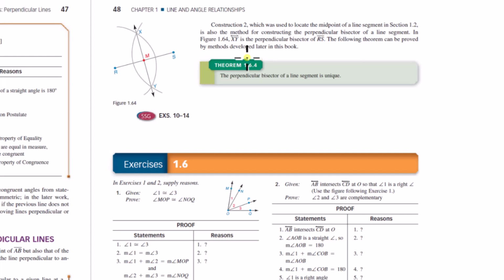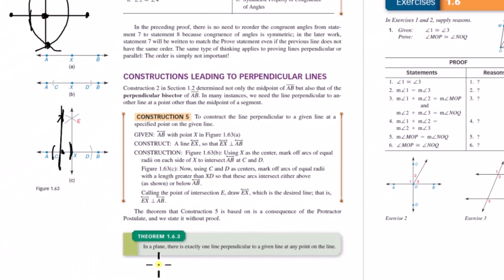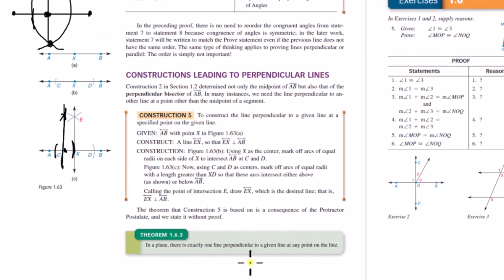Let's see. XY is the perpendicular bisector of RS. The following theorem can be proved by methods developed later in this book. So, the perpendicular bisector of a line segment is unique. Yeah, so in a plane, that makes sense based on this theorem. There's exactly one perpendicular line to a given line at any point on the line. Well, we know the midpoint of a line segment is unique. There's only one midpoint, and so in that case, there's only going to be one unique perpendicular bisector.